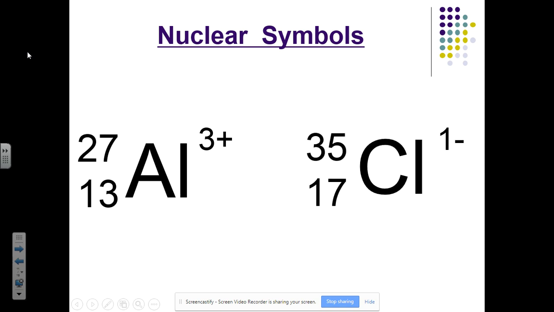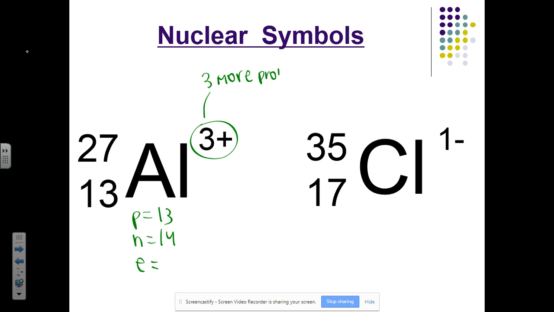Okay, now let's try it where we have some ions. Okay, so we've already solved protons and neutrons for this one, so we know this is 13 and 14. But now we have an overall charge on our element. Okay, it is 3+. So what this is telling us is we have 3 more protons than electrons.